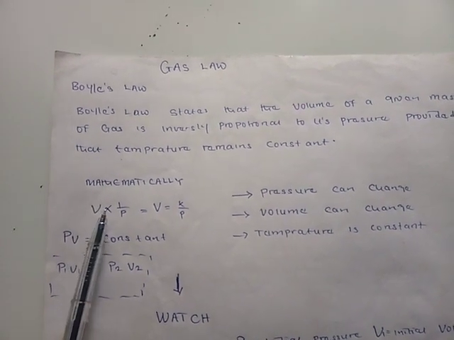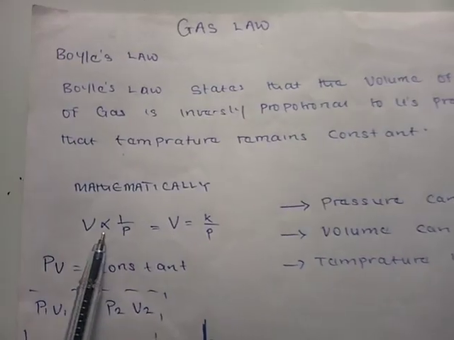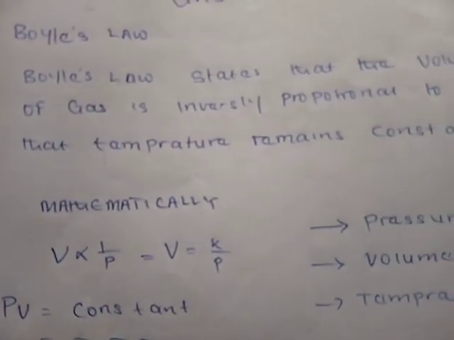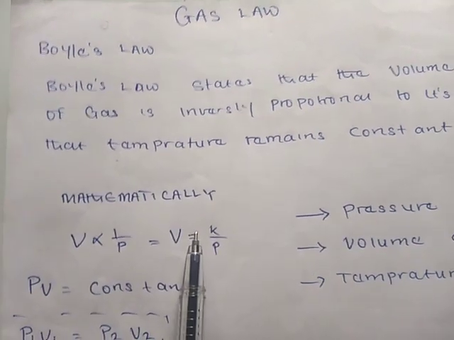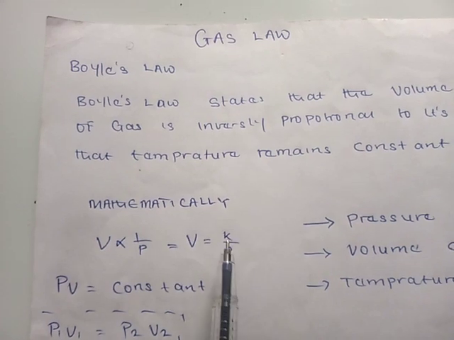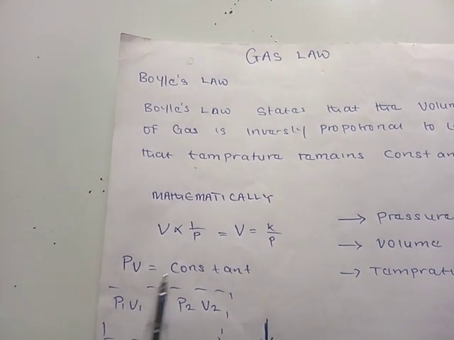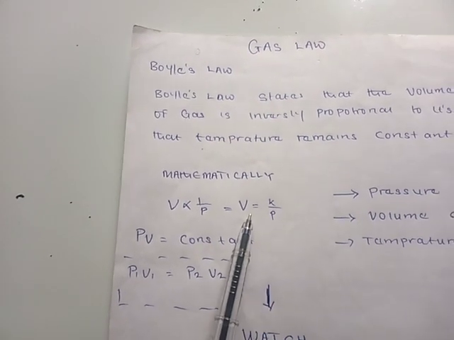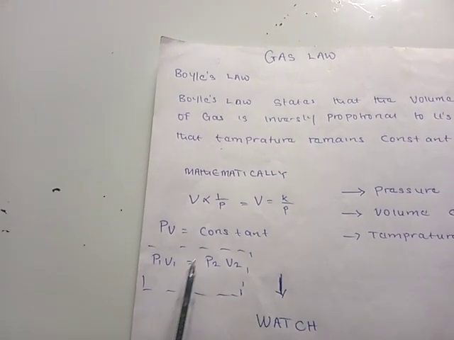Mathematically, we have that V is inversely proportional to 1 over P. This is the sign for inversely proportional. If you want to put an equals sign here, you are going to put a constant, that is K. In this equation, K is representing our temperature. So PV equals constant. When you cross multiply, V times P equals K. That is PV equals constant.